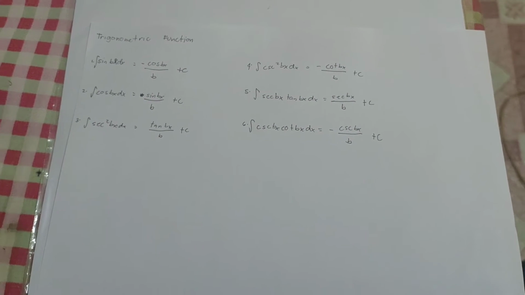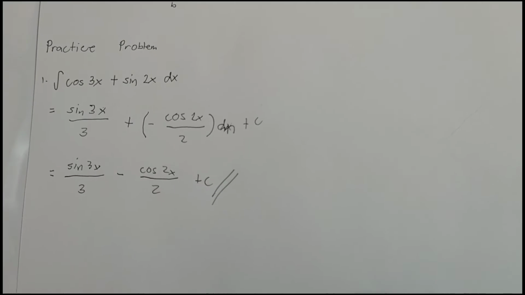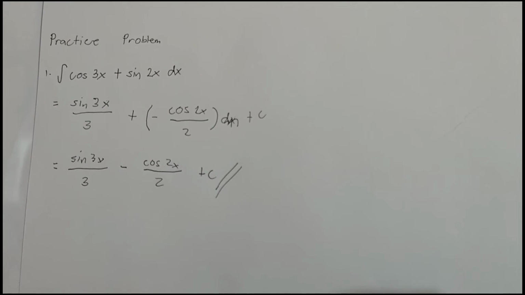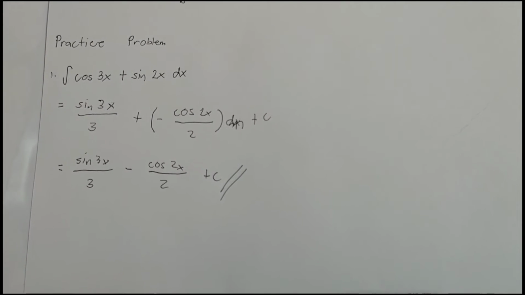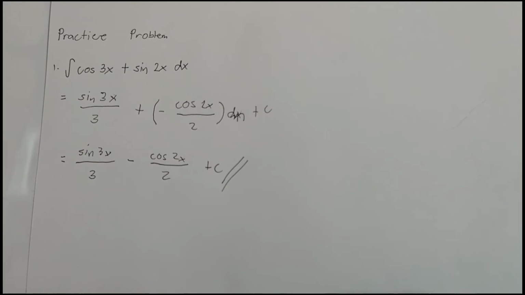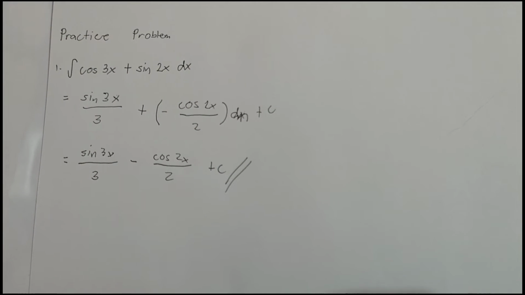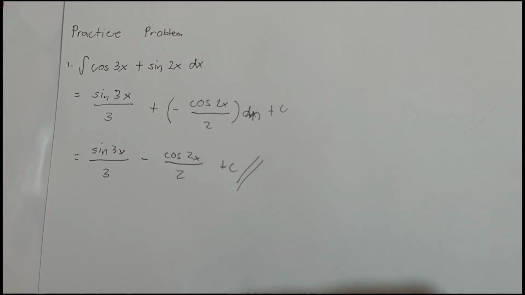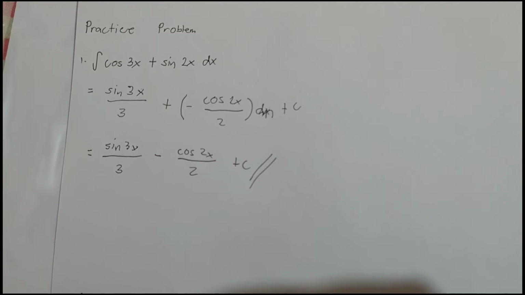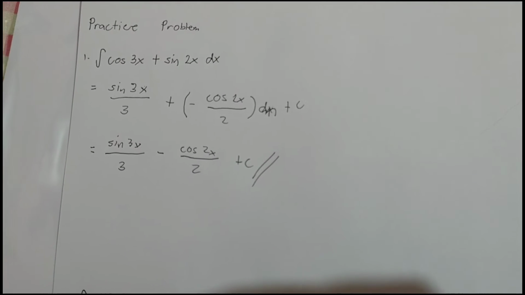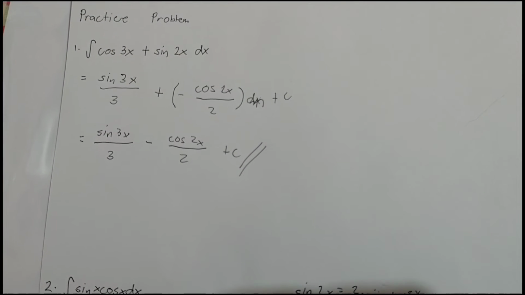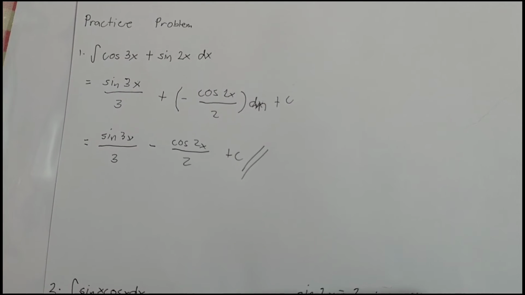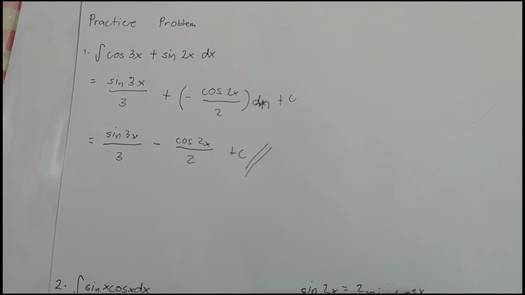So let us proceed to our sample problem. Our number 1 practice problem is the integral of cos 3x plus sine 2x dx. In this problem, we will be using simple substitution in terms of trigonometric functions. As we all know, the integral of cos is sine, so the answer should be sine 3x all over 3. Our 3 here is our angle.